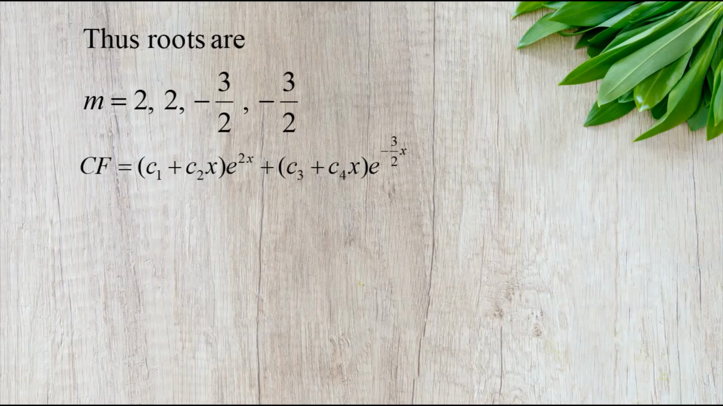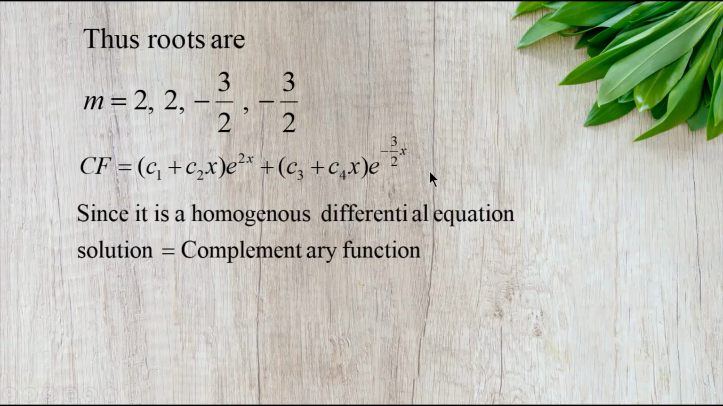So we can write (C1 plus C2x) e raised to 2x plus (C3 plus C4x) e raised to minus 3 by 2 x, because each is repeating twice. So the complementary function is the solution of the homogeneous differential equation. So y is equal to CF is the solution.